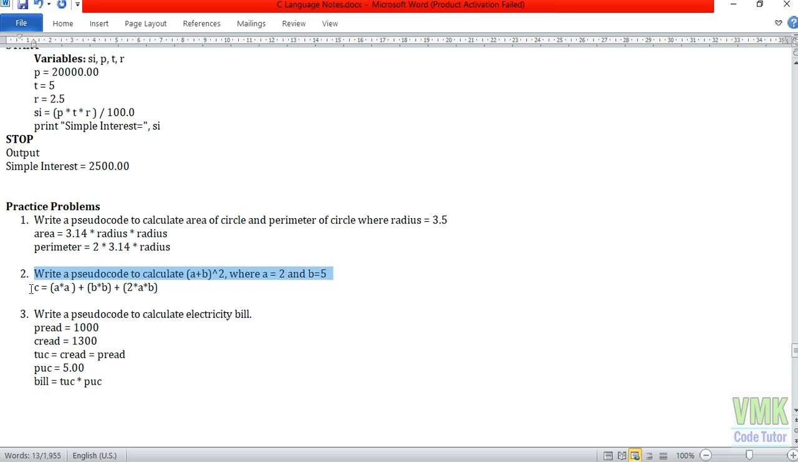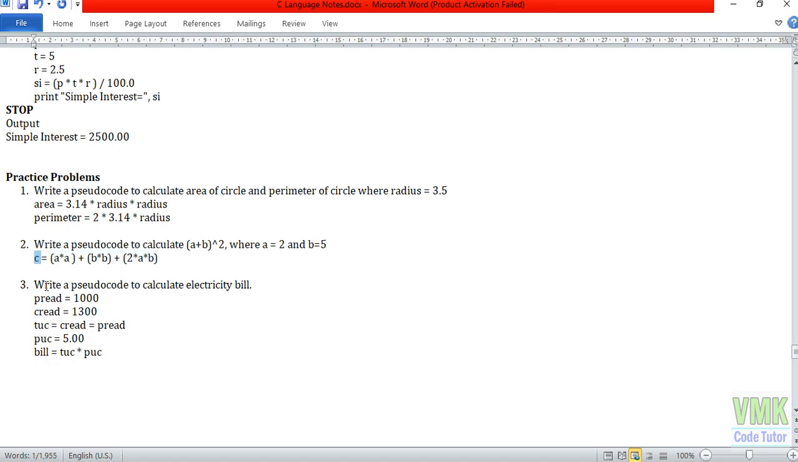Okay. Let's say that. Now how to write the formula? C is equal to, the answer will be stored in the C variable. C is equal to a square plus b square plus 2 into a into b. We have to write the formula very clearly. So it will calculate a plus b whole square and the result will be stored in C. Now you have to print C on the monitor. Similarly, write a pseudocode to calculate electricity bill.